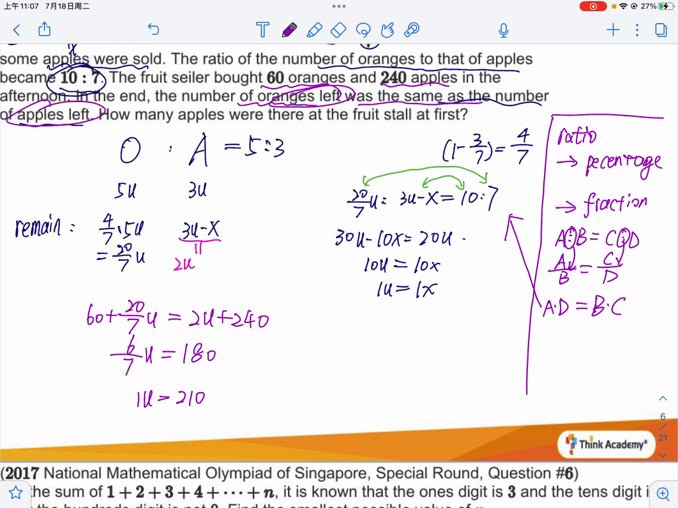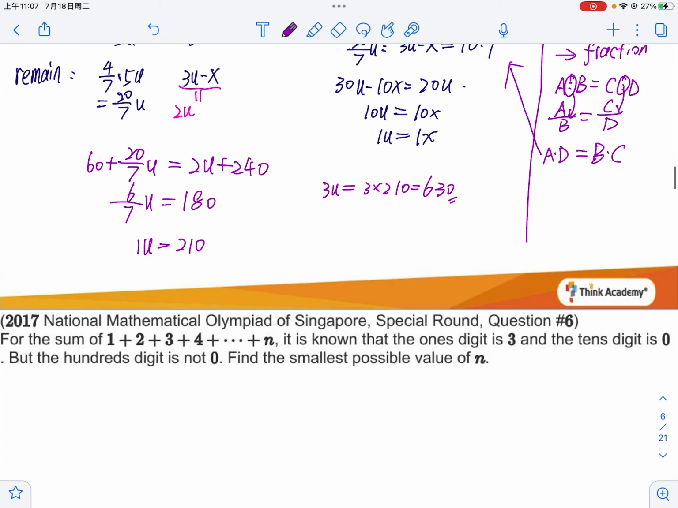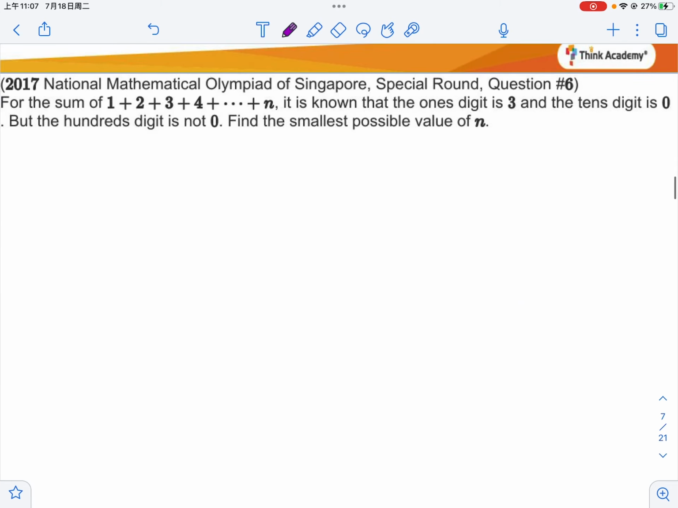So the question asks us to find out how many apples there were at the fruit store at first, which means we need to find 3 units. That equals 3 times 210, and the answer will be 630. Okay? Now let's move to another question.